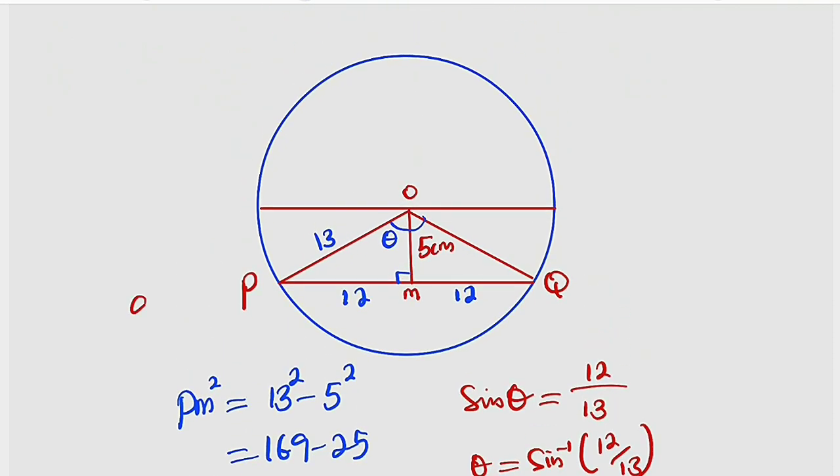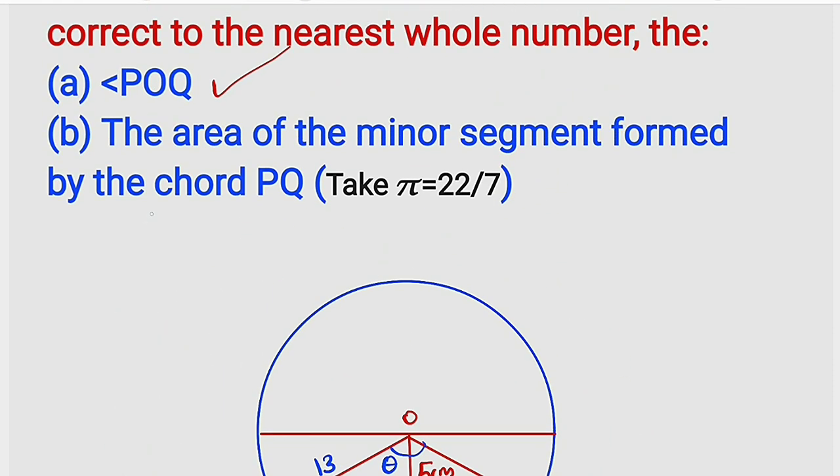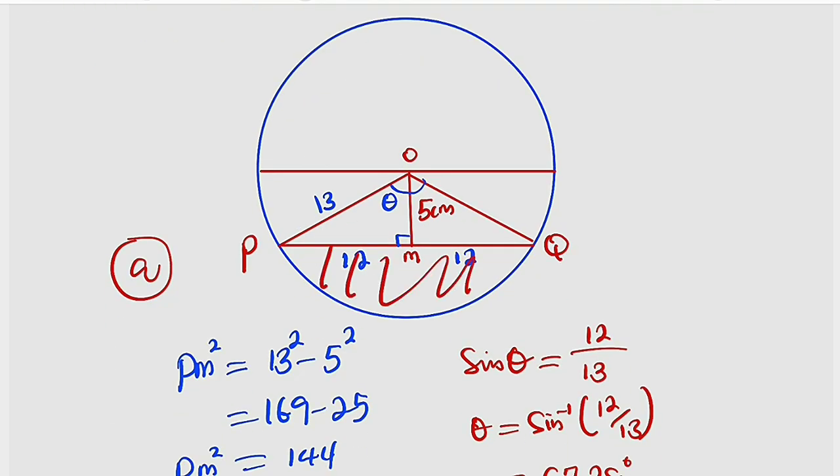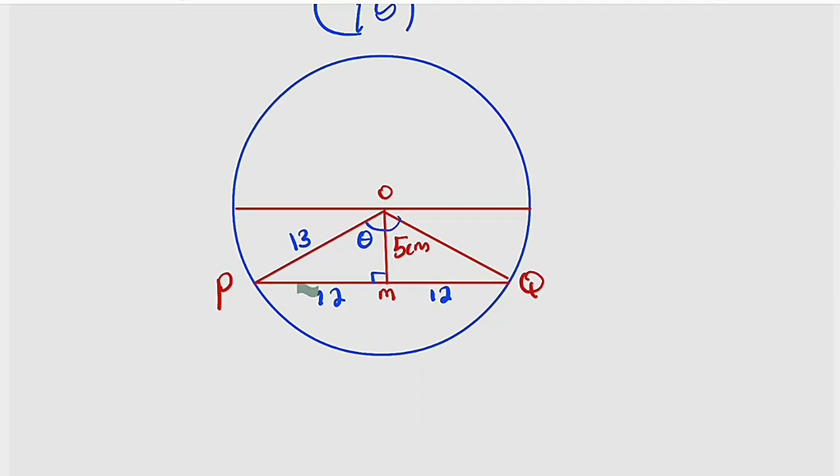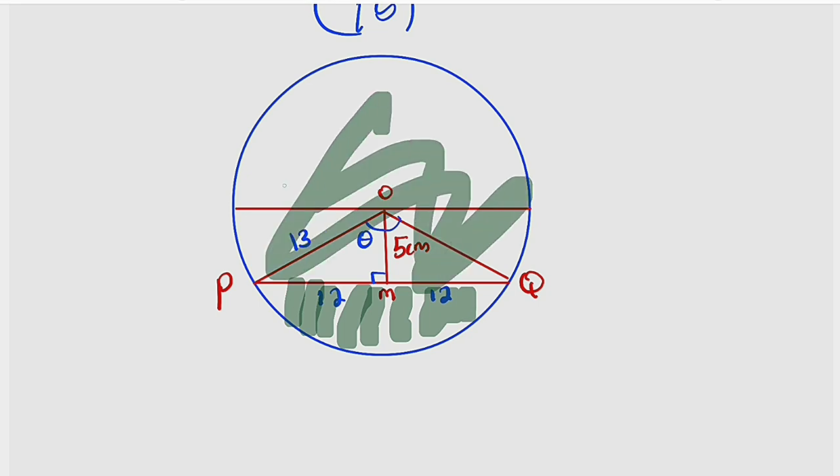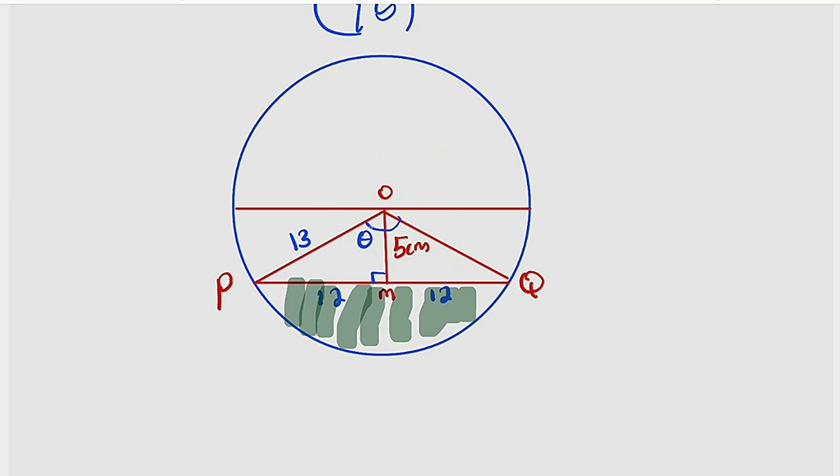Let me mark it as A. Then the B part, we're asked to find the area of the minor segment. We're talking about this region here. So let me just copy the diagram. All right, so here is the diagram. We would like to find the area of this region. That is the minor segment because we have the major segment here. To find this, we need to find the area of the entire sector here. Once you are able to find the area of the entire sector, then you subtract the area of this triangle. What will be left will just be the area of the minor segment.